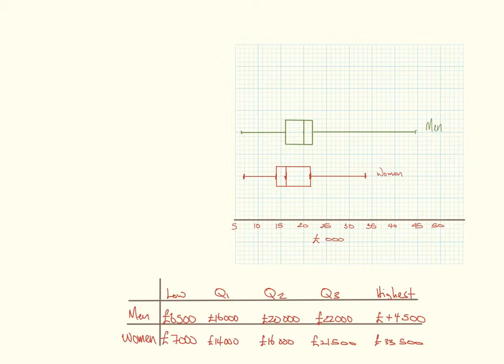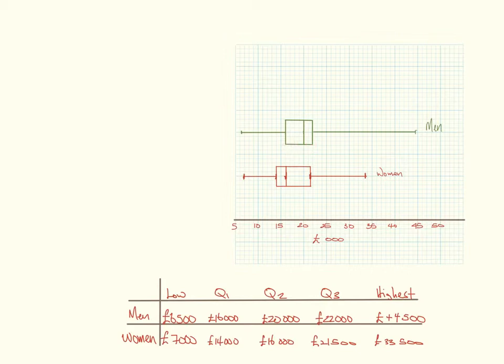We can see that on average, the men in this sample are being paid about £20,000 in general. So they're being paid about £20,000 on average, okay, because that's where the median is. This is the median here. The upper quartile is £22,000. The lower quartile is £16,000, which basically only gives us about £6,000 as an interquartile range.